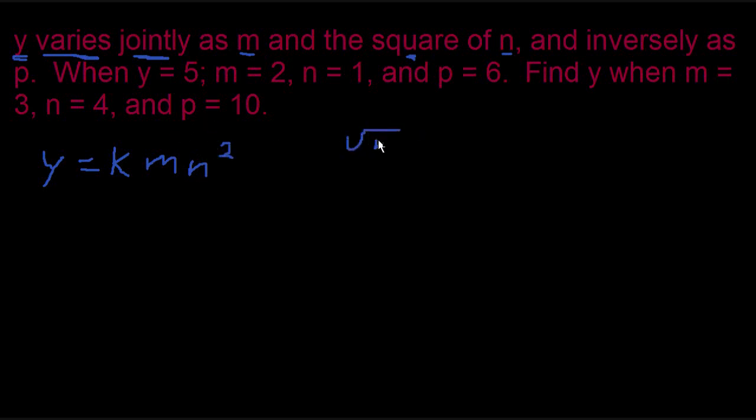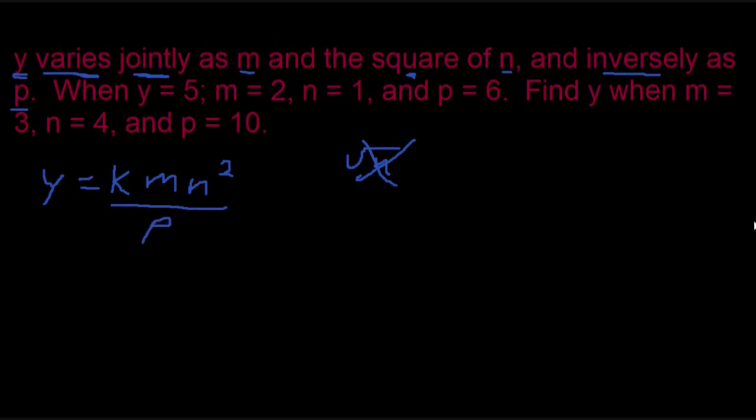And remember, the square of n is not the same thing as the square root of n. Don't write down the square root of n. And inversely all that means is divided by p. We've accomplished step one. We've written our equation, y equals k times m times n squared, divided by p.